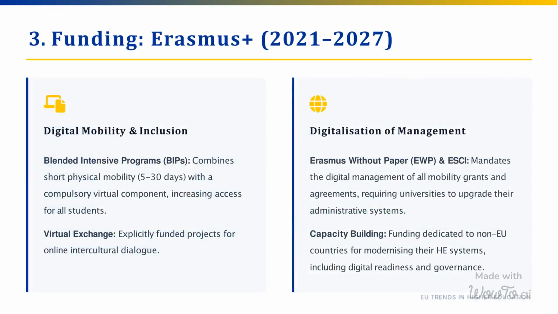Erasmus Plus for 2021 to 2027 focuses strongly on digital mobility and inclusion, making international learning opportunities more accessible and flexible. One important initiative is blended intensive programs, or BIPs, which combine a short physical mobility period, ranging from 5 to 30 days, with a compulsory virtual component. This approach allows more students to participate, even if they cannot travel for long periods, and ensures that digital collaboration becomes an integral part of the learning experience.